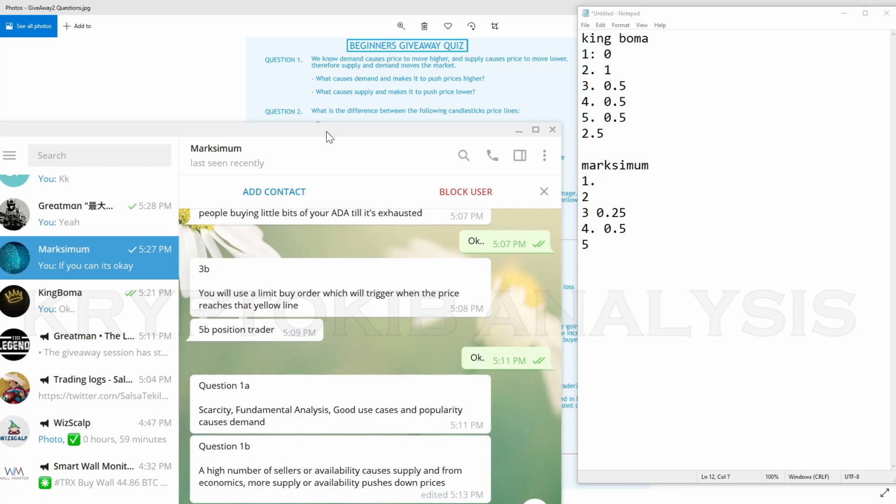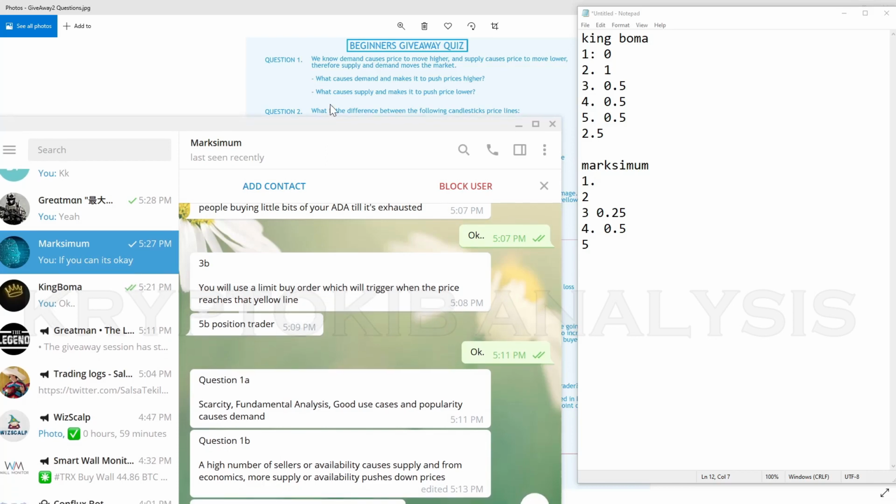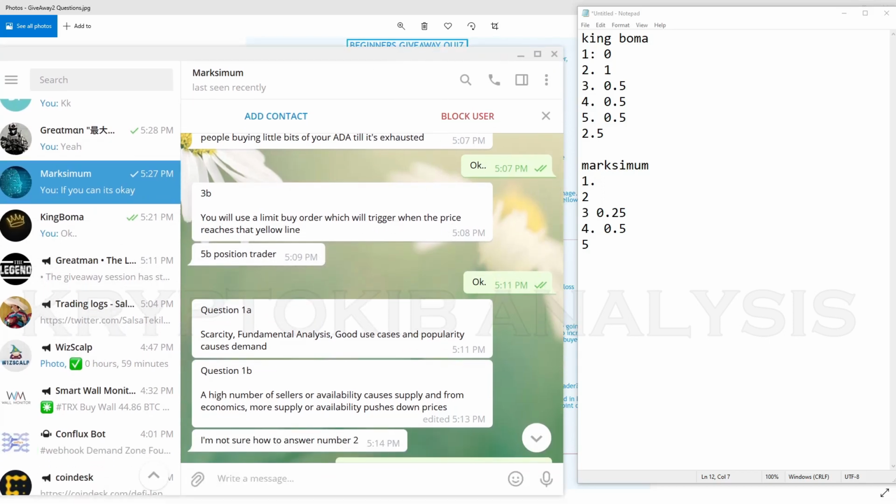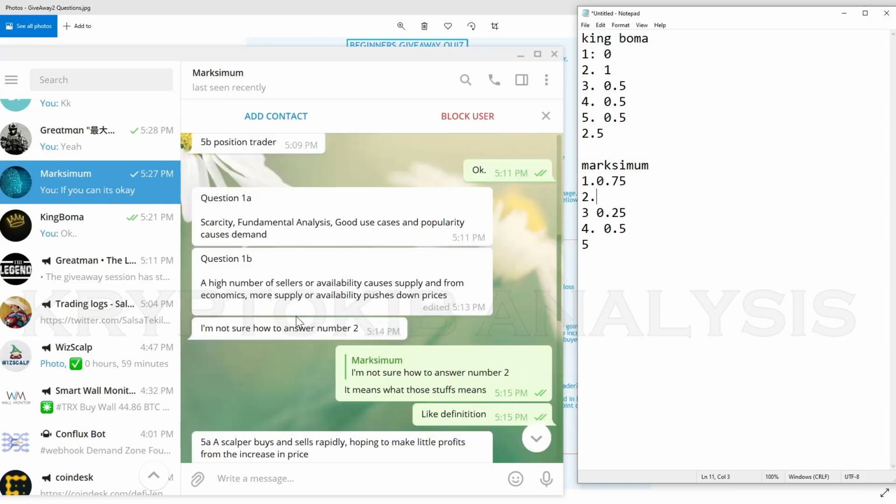Okay. That means 0.5 here, then 0.25 here. That's 0.75. Then question 2. Oh, which one is next?